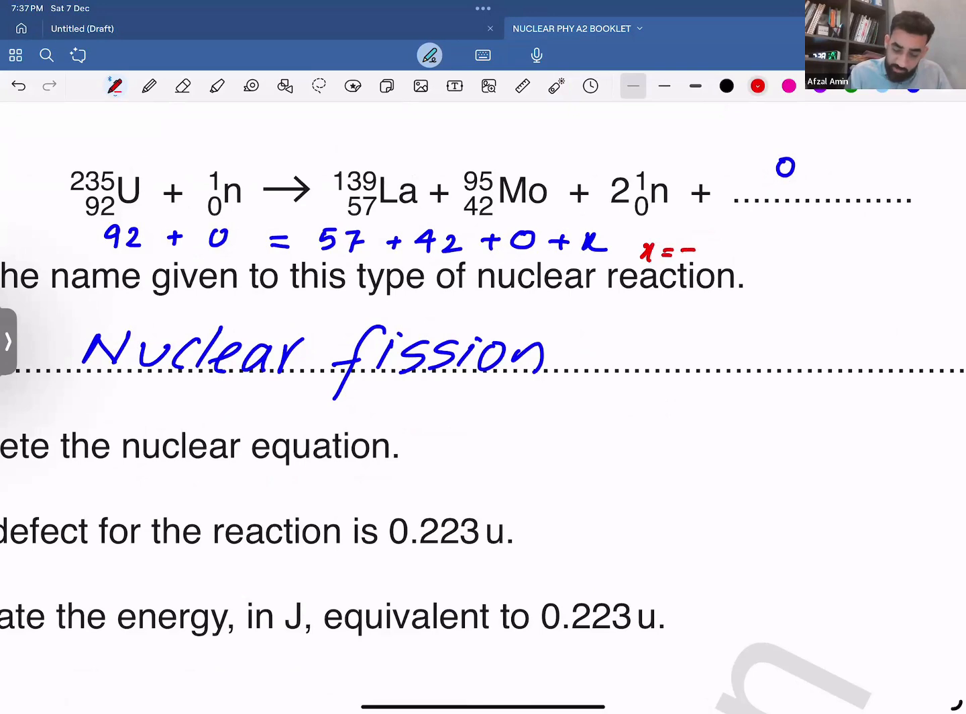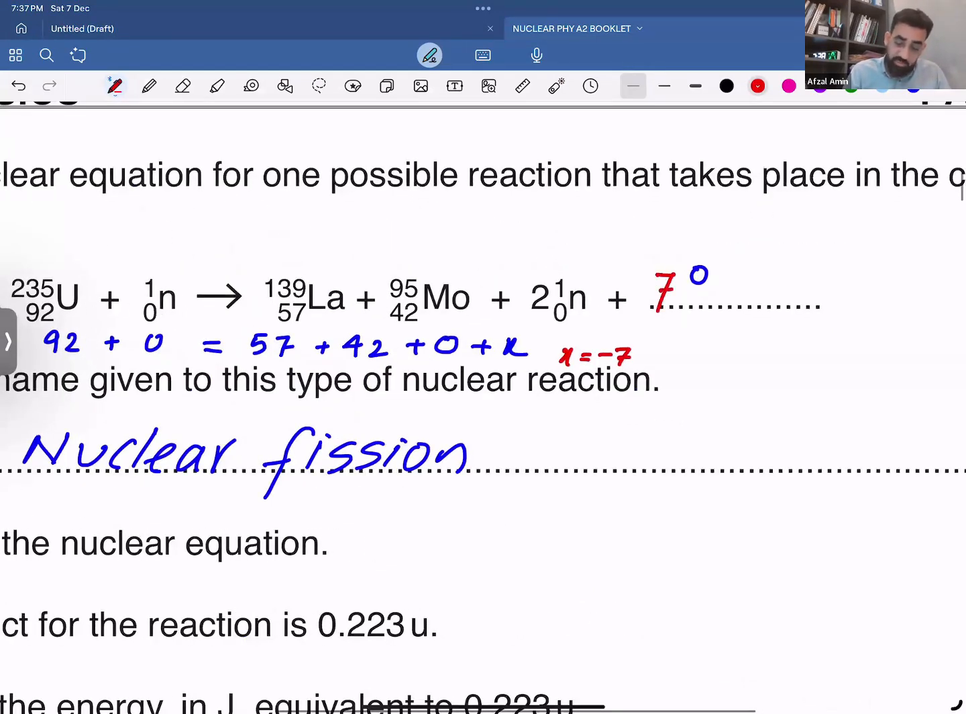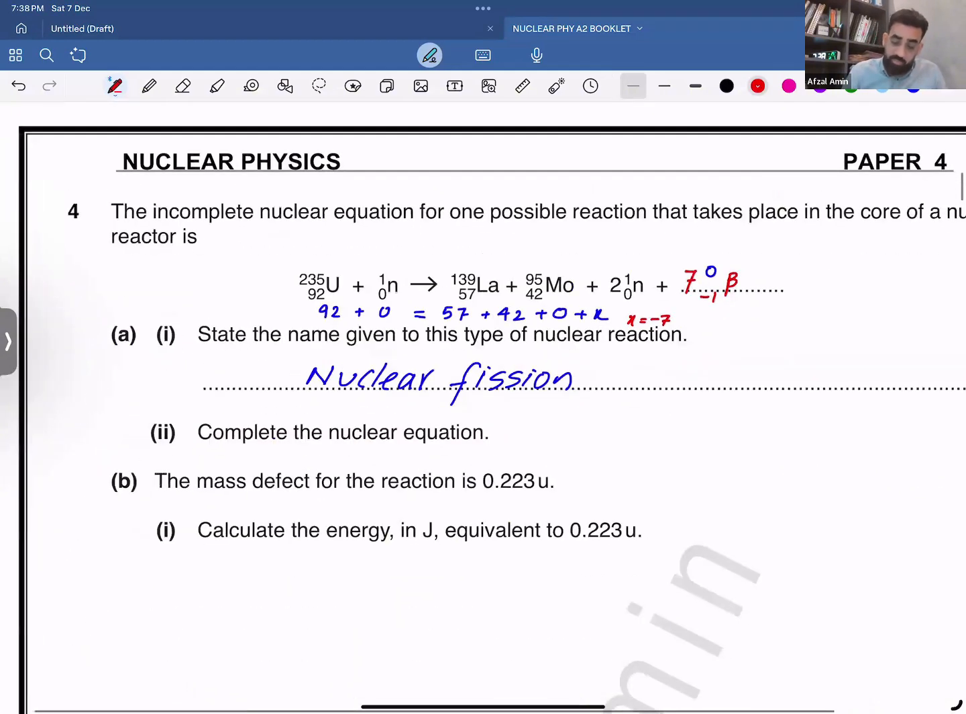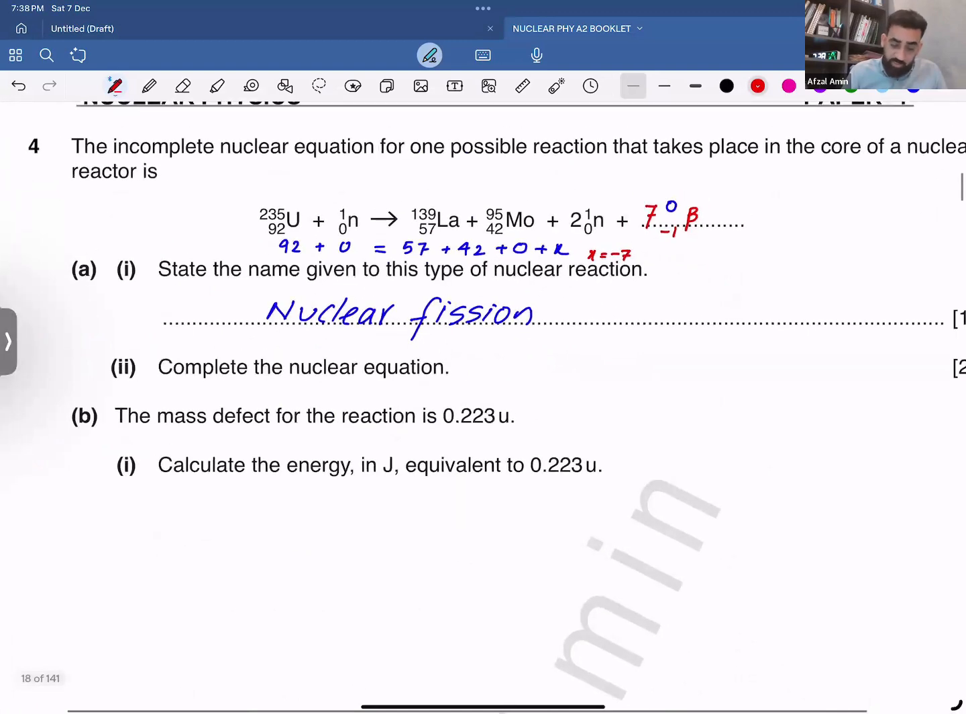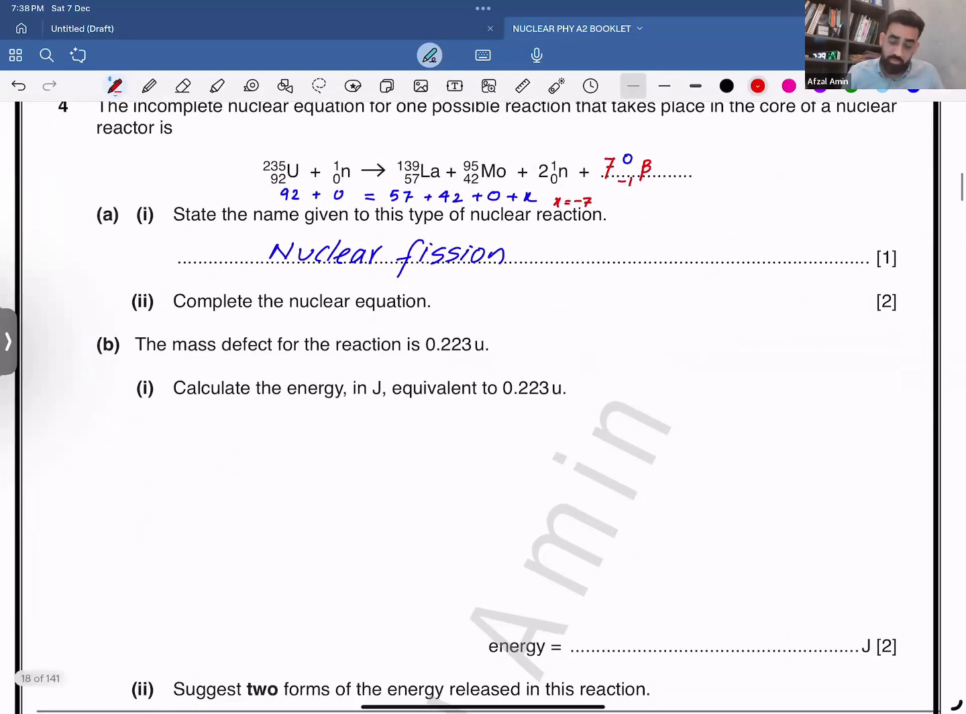You solve, how much is this x? X comes -7. So -7 means there are 7 particles which have charge -1. So which particle has that, you can either say beta minus or you can say electron. Both answers will be correct, my dear students. Equation we balanced. Now the next question is the mass defect of the reaction is 0.223. Calculate the energy in joules.